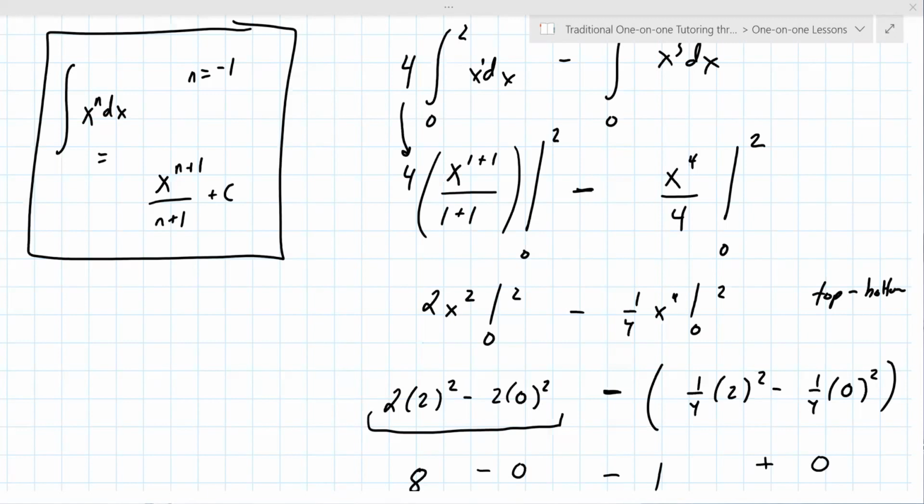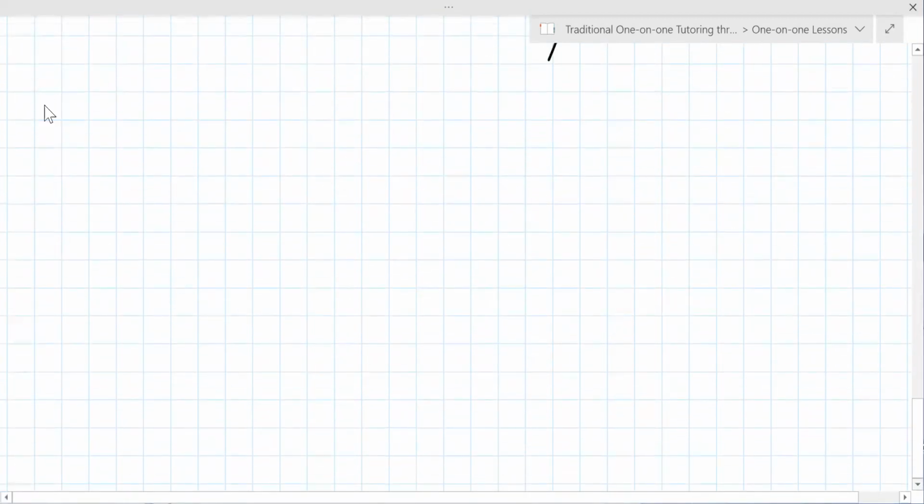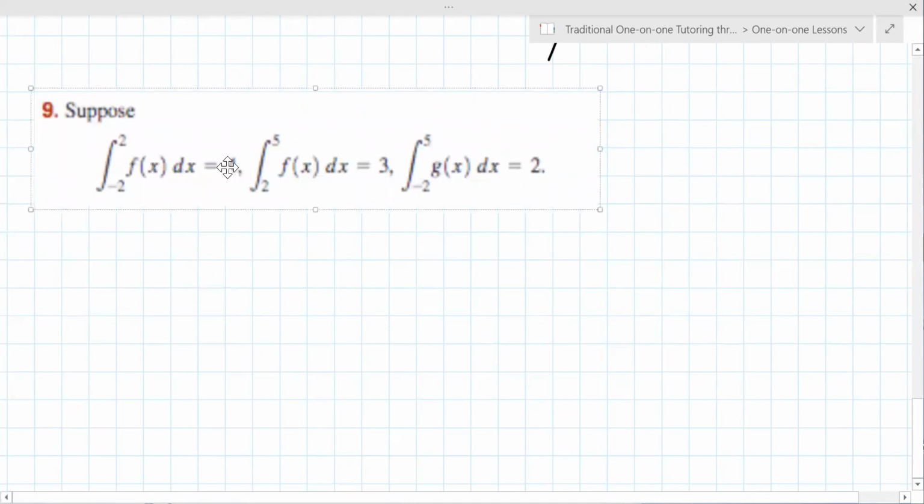So rather than answering the question as is, we're just going to look at each of these parts to try to see what they mean. So this says this is the area under the curve from -2 to 2 of this function f of x, which we're told is 4. This one says from 2 to 5, same function, is 3. And this one's a new function, g of x, it's 2.